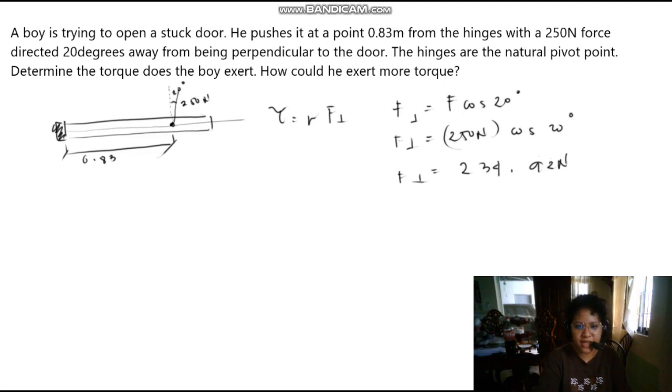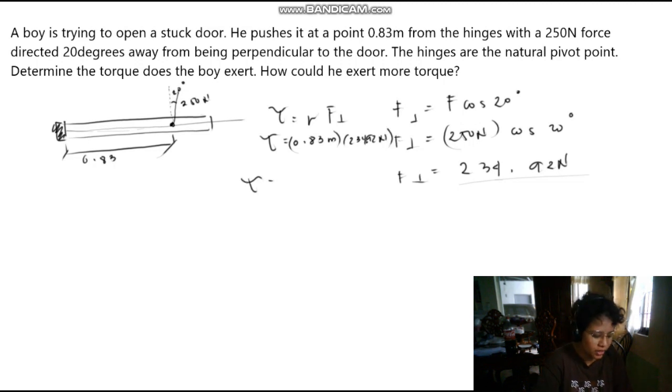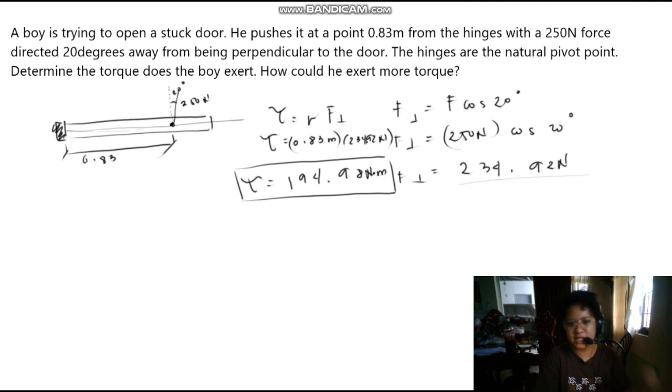So now that we have a perpendicular force, we can now substitute. Torque is equal to, the radius is the 0.83 meters multiplied by 234.92 newtons. And we're going to get the answer torque, and that is 194.98 Newton times meters. And this is the final answer for this problem.